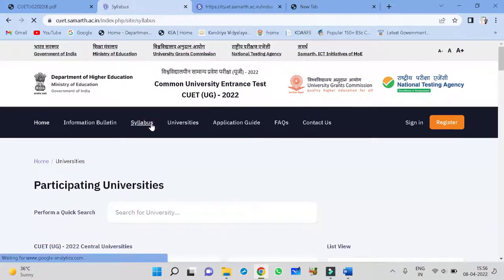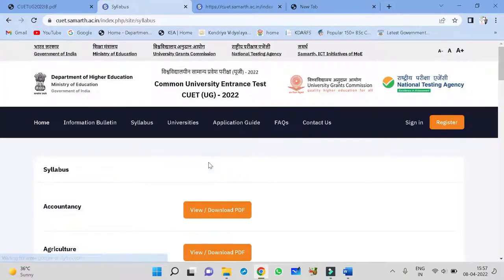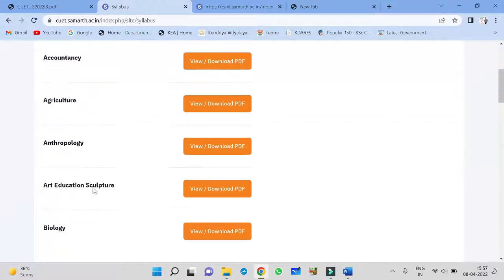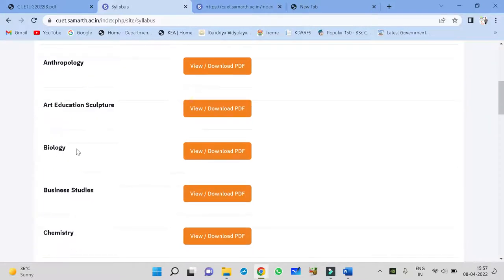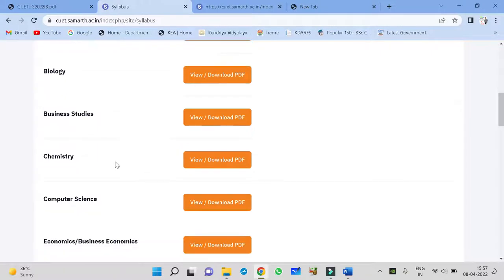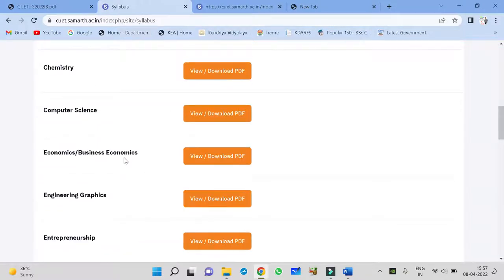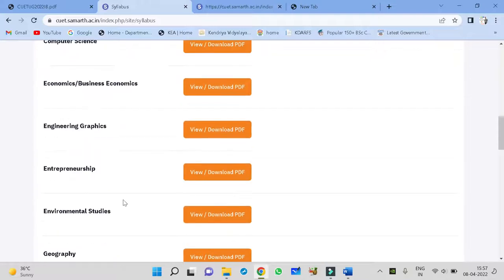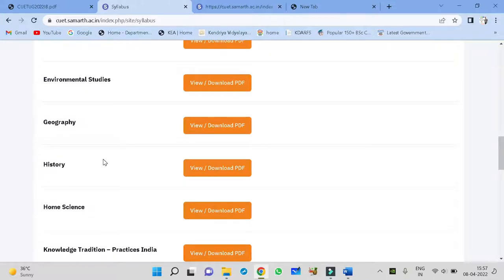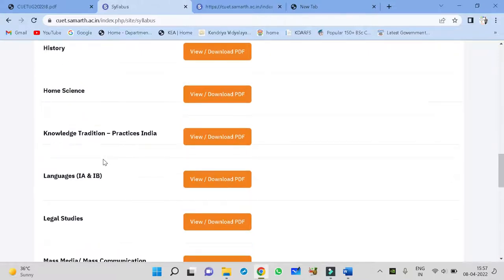Not only science students, even commerce students, all students can apply for these universities. In all those universities which have accountancy, you can do accountancy, agriculture, anthropology, art, education, sculpture, biology, business studies if you are interested, chemistry, computer science, economics, business economics, engineering, graphics, entrepreneurship, environmental studies, geography, history, home science, knowledge and traditional practice of India, language, first and second, right?